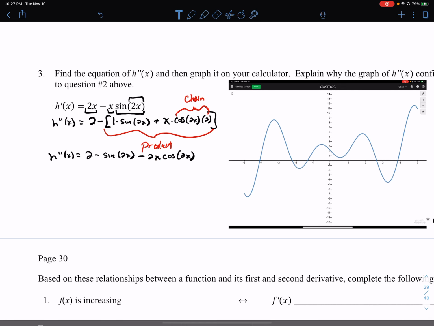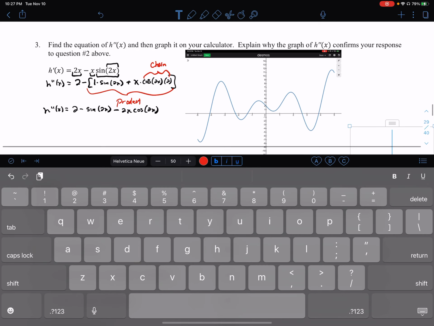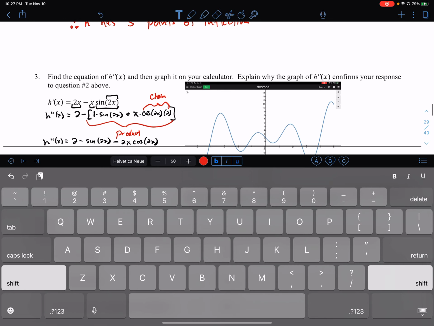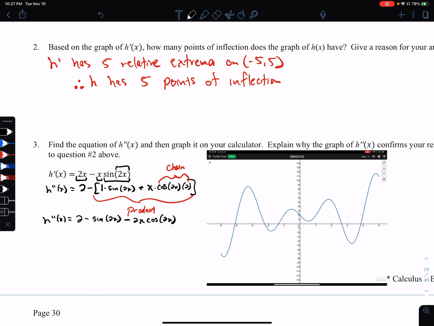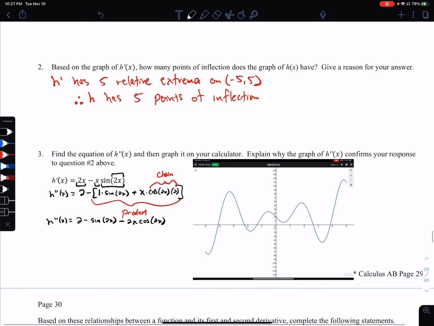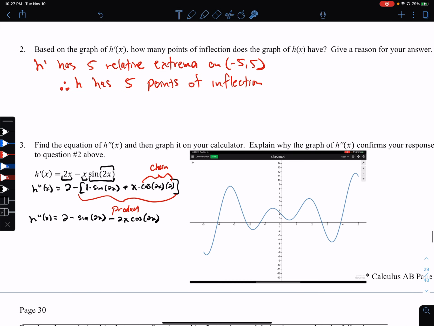Explain why the graph of h prime confirms your response to question 2 above, h double prime. Looking at this graph, sorry, I'm losing my touch here. My answer to number 2 was h has 5 points of inflection. Now if we look up here, we have points of inflection every time the second derivative changes signs. So how many times do we change signs here?